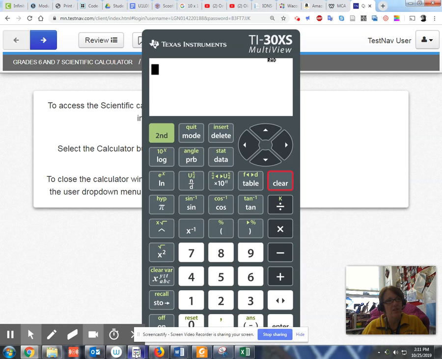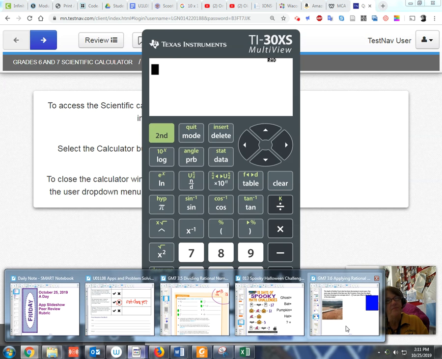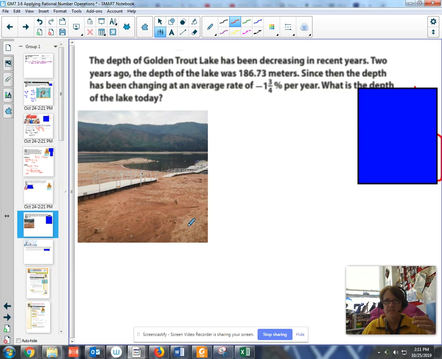Alrighty, so let's look at this example. Here we go. This is like what's happening in some lakes where the water level is going down, down, down. Okay, so it says the depth of the Golden Trout Lake has been decreasing in recent years. Take a look at this dock. The water level used to be here so that the dock was actually over the water.